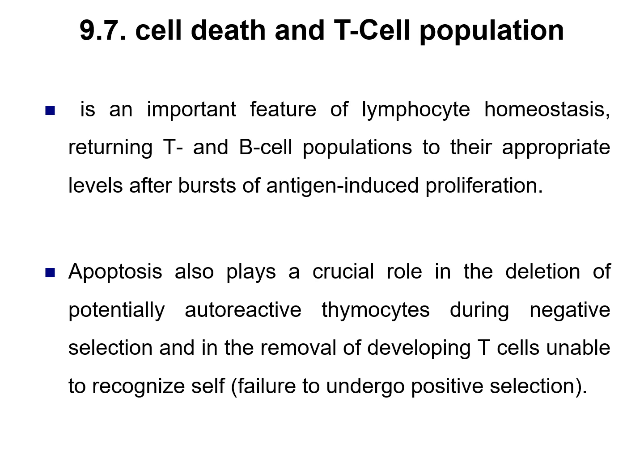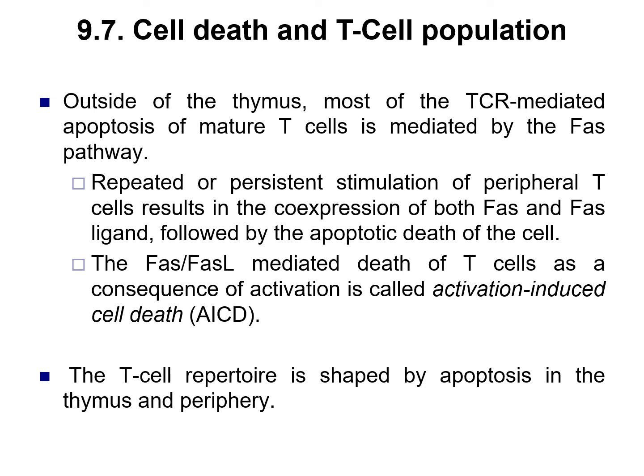And what else? There is positive and negative selection, if you remember that. So that is a way also of selecting which cells are going to survive. Outside the thymus, there is also another way to kill the mature T cells, and this is through the FAS pathway. When they are expressed together with the FAS and the FAS ligand, it will result in cell death. This process is called activation-induced cell death.